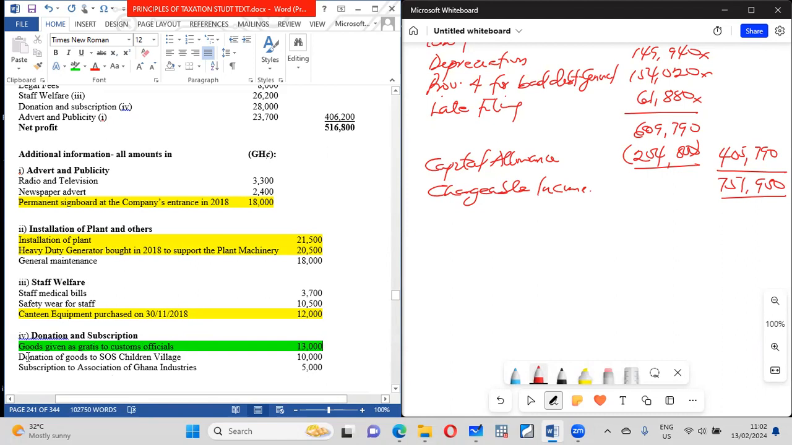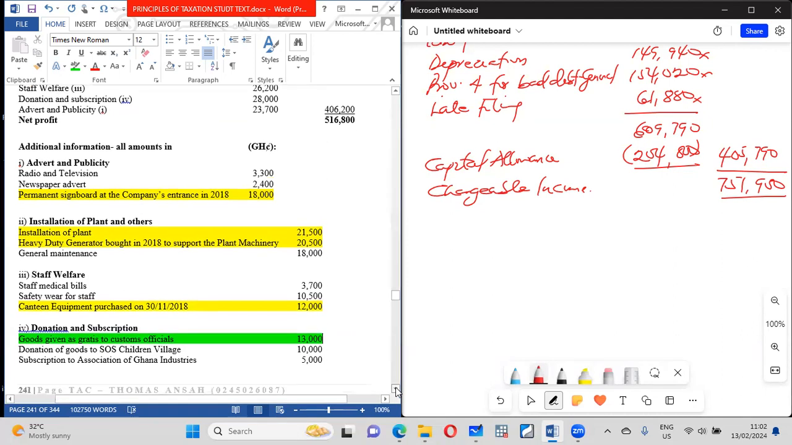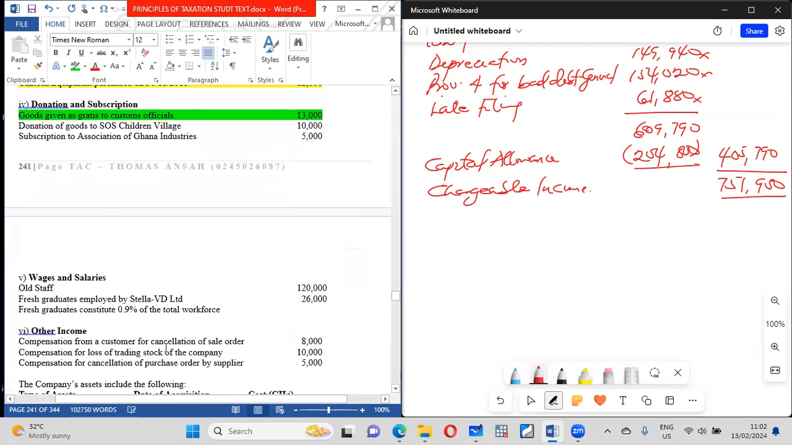Please, all those things. Donation of goods to SOS children. Okay, that is a contribution. Then there is the association fee paid to the Ghana Association of Industries. If they don't pay, they can't even operate. Somebody will say it's a facilitation fee, since if you don't pay, you can't go on with your business. Interesting.